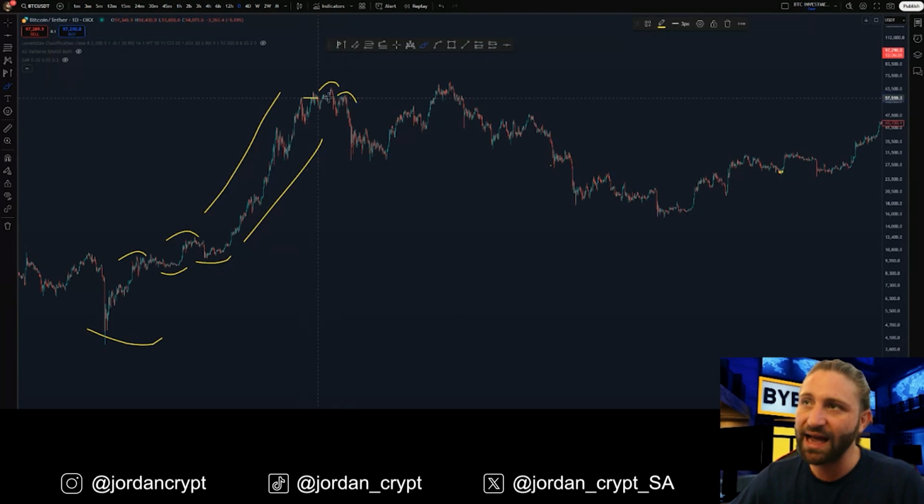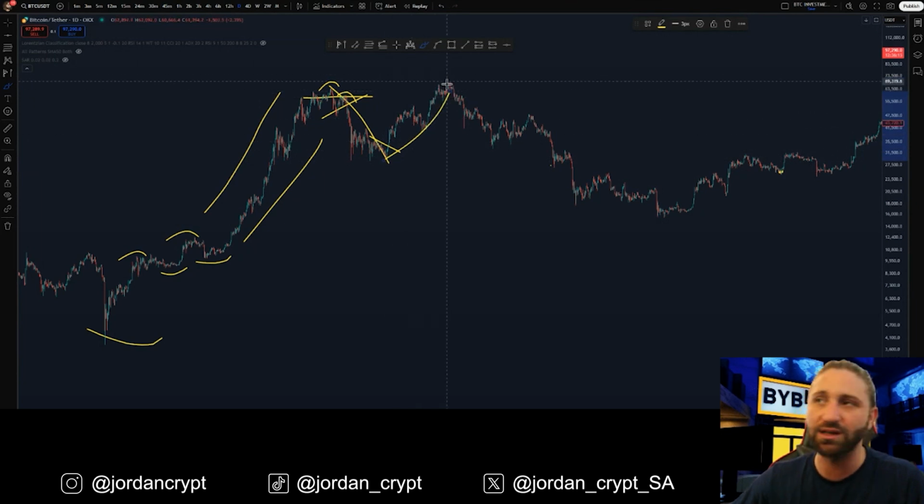All right, so as we got a lower high, we saw what we call a break of market structure, and we got the beginning of a downtrend. Same thing here. As soon as we got the break of market structure, we flipped into an uptrend. Same thing here. Break of market structure flipped into a downtrend.